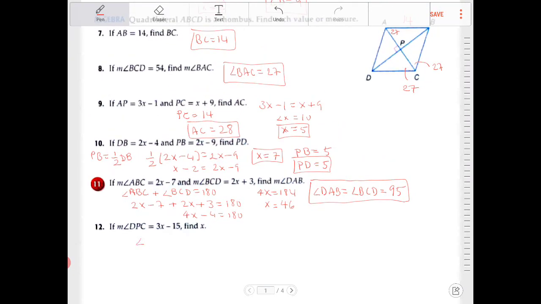So DPC will equal 90. So 3x minus 15 is equal to 90. We're going to add 15 to both sides. We got 3x is equal to 105. Divide by 3, we end up with x is equal to 35. Okay, moving on.